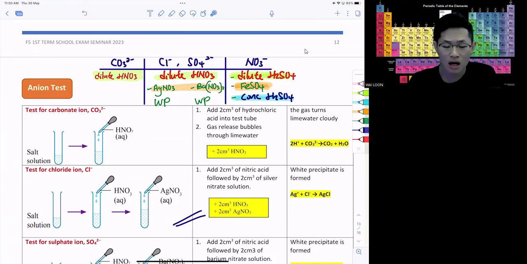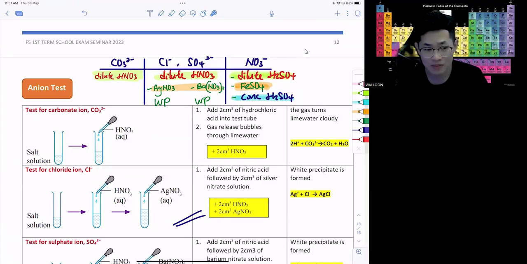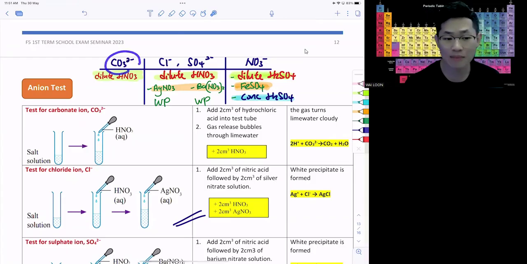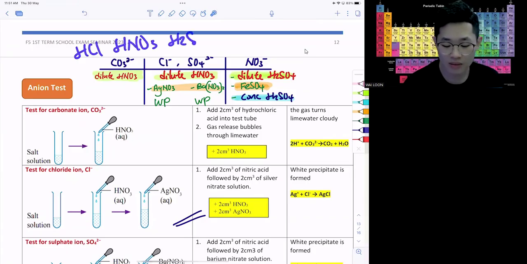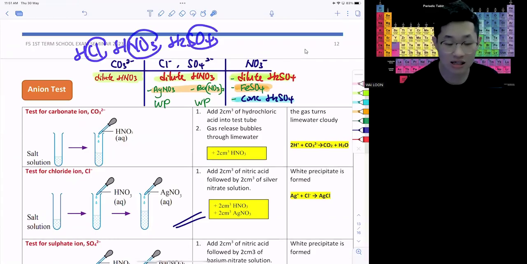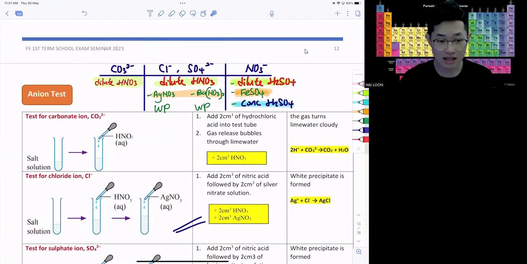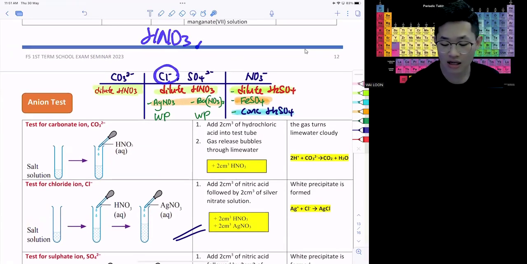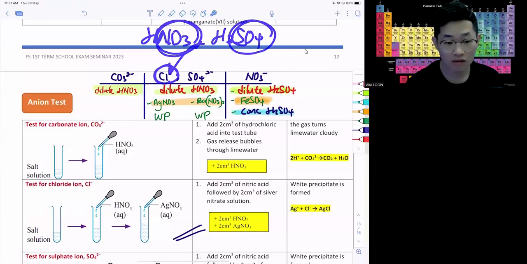So if you ask me, can we only add nitric acid? Can we add other acid? The answer is yes, but make sure it doesn't match with the ion. It's not the same as the ion that you want to test. If I want to test carbonate, I can use hydrochloric acid, I can use nitric acid, I can use sulfuric acid, because none of the ion here is the same as the carbonate. Understand? To test chloride ion, I can use nitric acid, I can use sulfuric acid, because none of the ion here is the same as chloride.